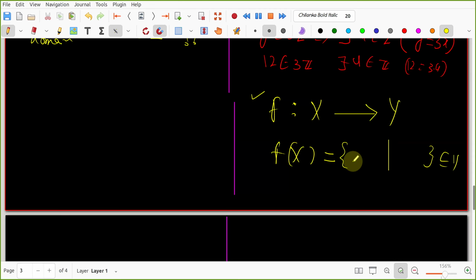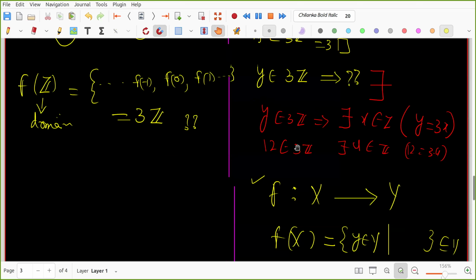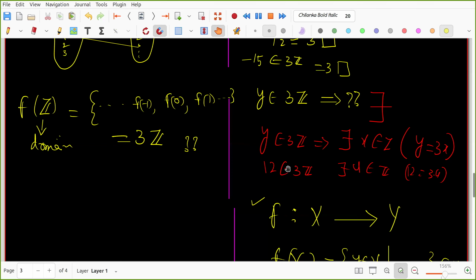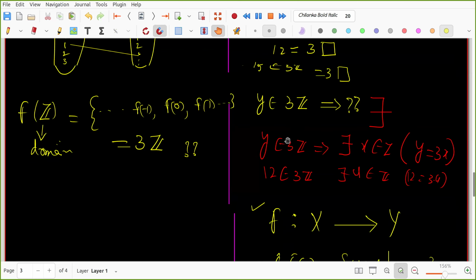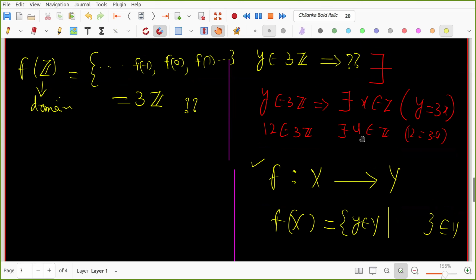Y belongs to capital Y such that y is equal to f of x. No, see, that's what till now we are discussing. Y belongs to 3Z means what? When will Y be in 3Z? 12 is in 3Z meaning what? Why does 12 belong to 3Z? Because 12 is a multiple of 3. Why is 12 a multiple of 3? Because 12 is equal to 3 into 4.